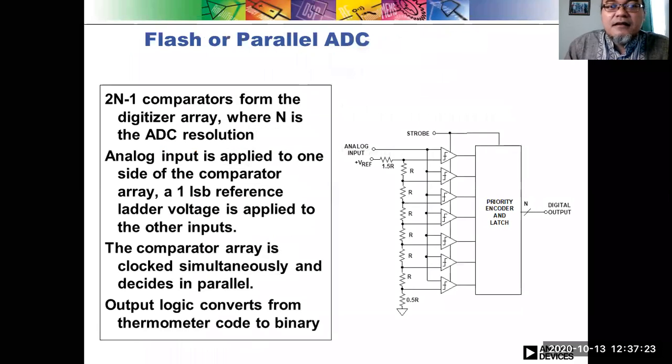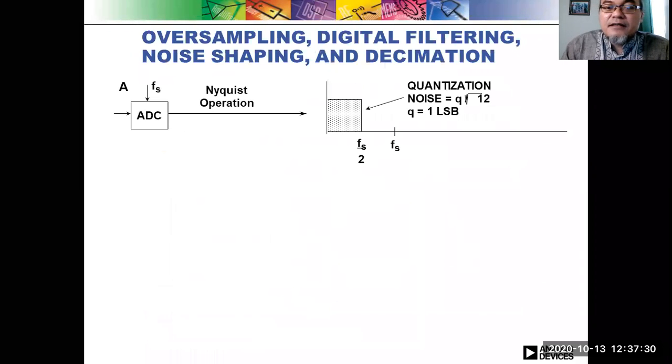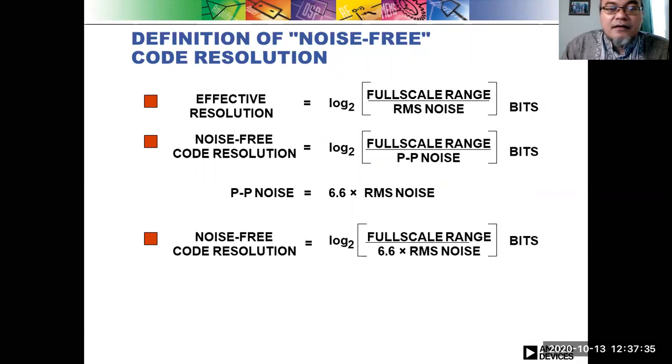Flash is the fastest analog to digital converter. Then there is the first order sigma delta ADC, and noise free. For now, I would like to conclude because I want to have a small quiz about ADC.